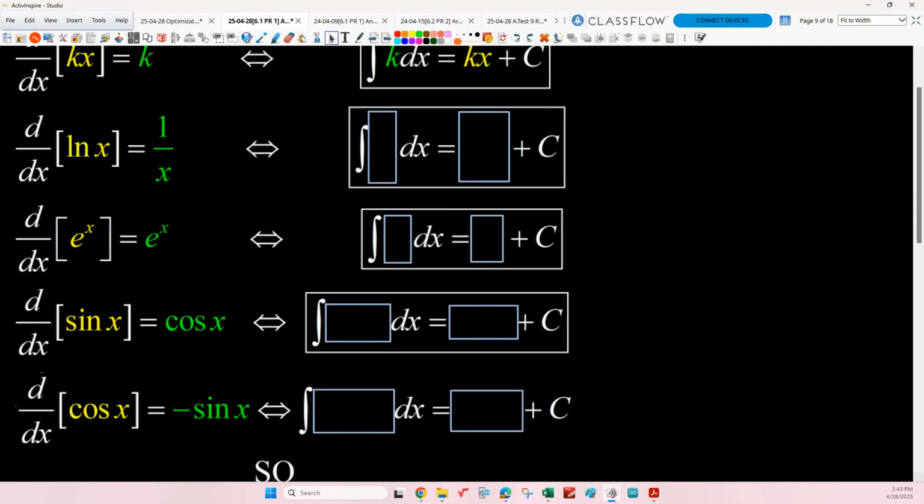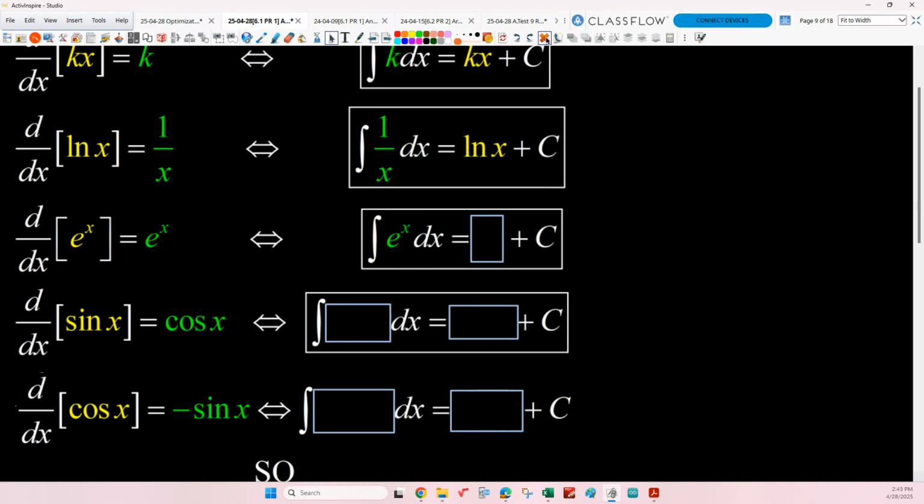What about log x? The derivative of log x is the same as 1 over x, right? That is the derivative of log x. So how could I turn that into an integral formula? The integral of 1 over x dx is equal to natural log x plus c. Give me 1 to 5. See how we're getting all these? Okay, the derivative of e to the x is e to the x. So how do you turn that into an integral formula?